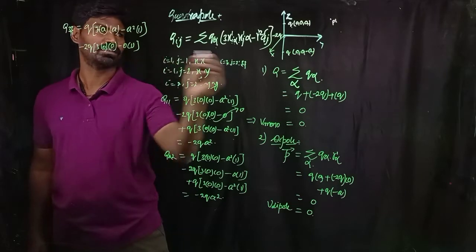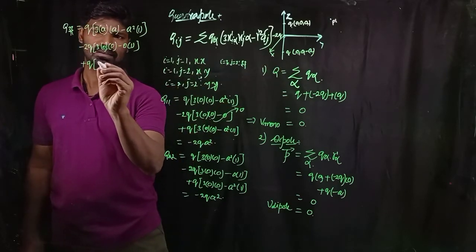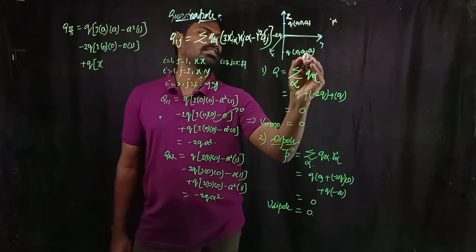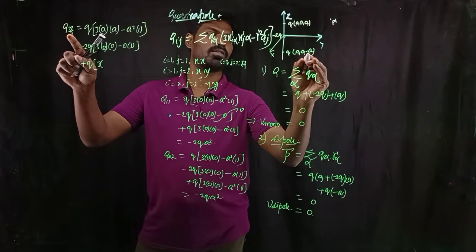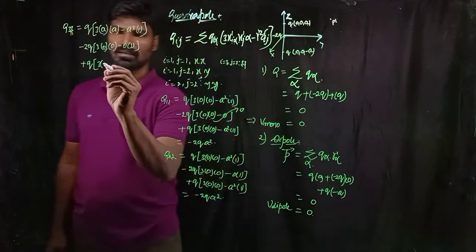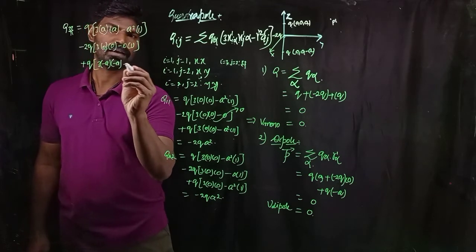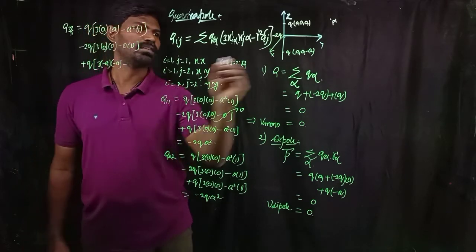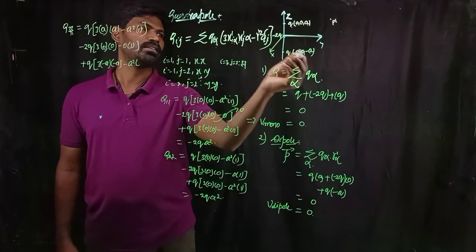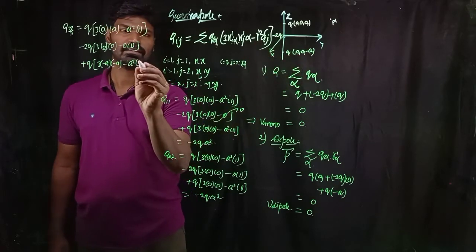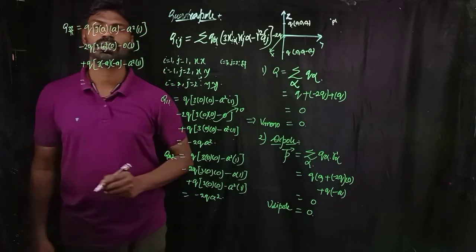Next, plus, when alpha is equal to 3, that is the third charge, that is plus q into 3 into, what is the z coordinate of this particle? Because i is equal to 3 means z coordinate, it is minus a, into minus, what is the distance of this particle from the origin? a square into delta ij value. When i is equal to j is equal to 3, delta ij value is again 1.